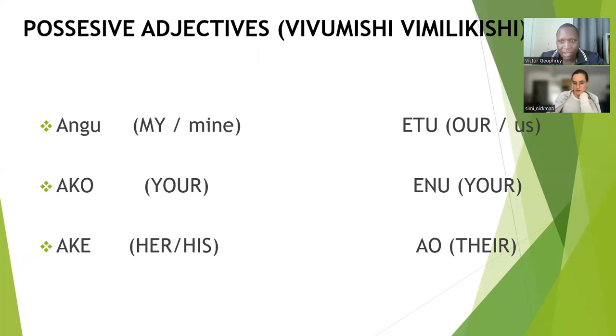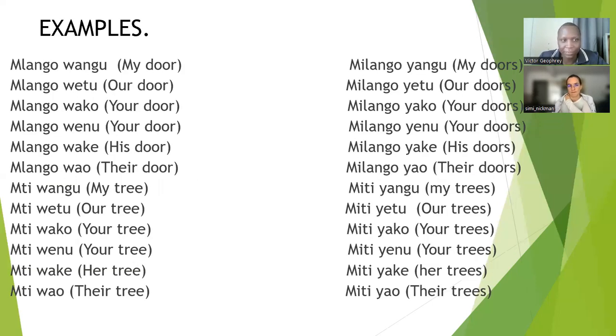You get it? Now, if the noun is in the singular, you say wangu, wetu, wako, wenu, wake, wao. But if the noun is in the plural, you say yangu, yetu, yako, yenu, yake, yao. Simple like that. Do you hear me? Now let's see examples of sentences.